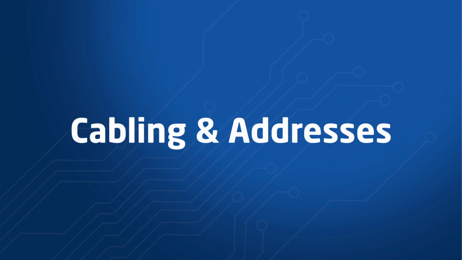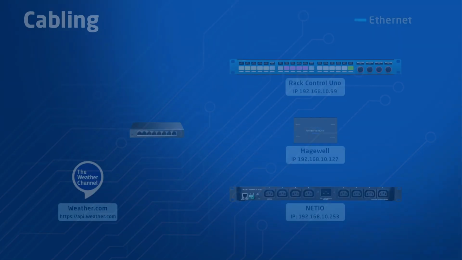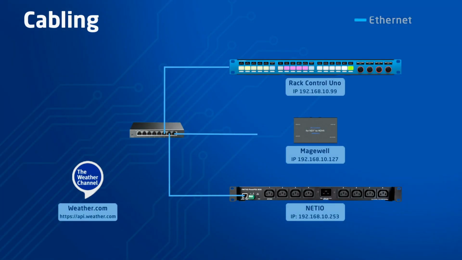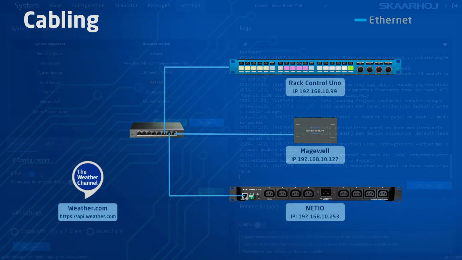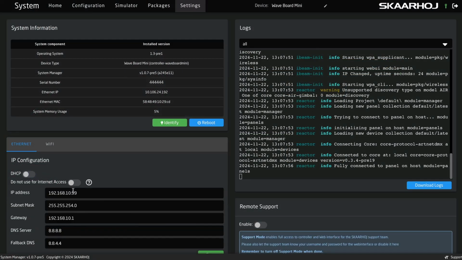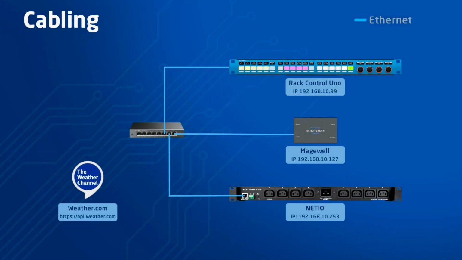Cabling and addresses. I've connected Ethernet cables from a switch to the rack control Uno and HTTP devices. Then I set static IP addresses on all 3. In Reactor this is done on the settings page, and on the devices it's done using their web UIs.